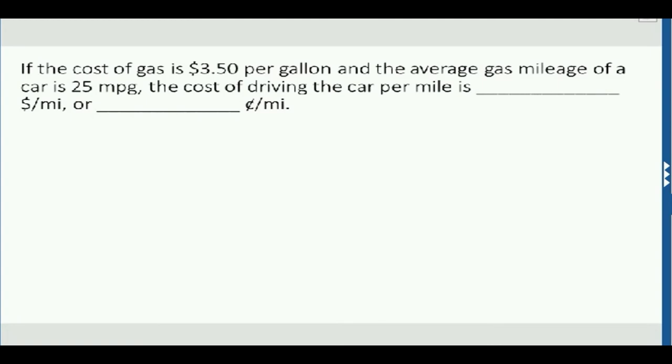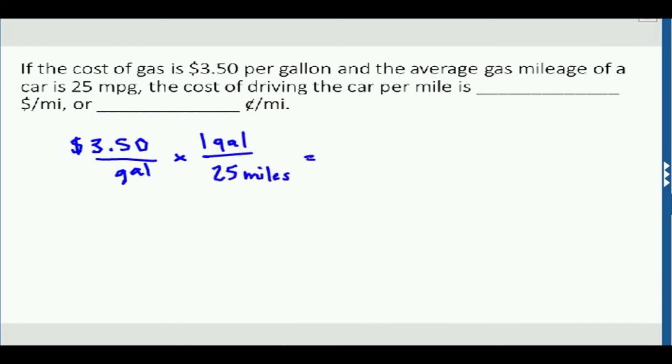The cost of gas is $3.50 a gallon, and the average gas mileage of the car is 25 miles per gallon. The cost of driving the car per mile is how much? So we have $3.50 per gallon, and the gas mileage is 1 gallon per 25 miles. So we make it $3.50 divided by 25, which is about 14 cents a mile.